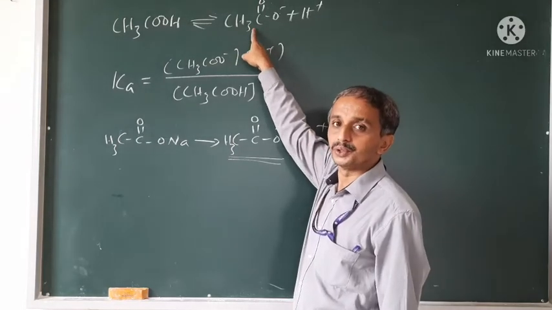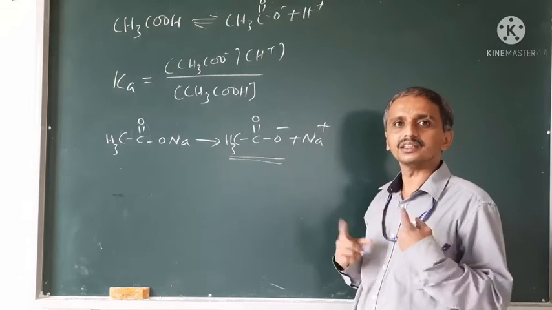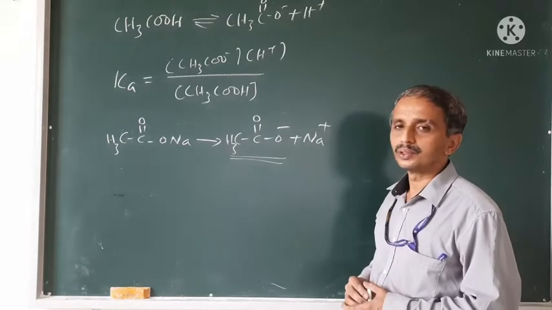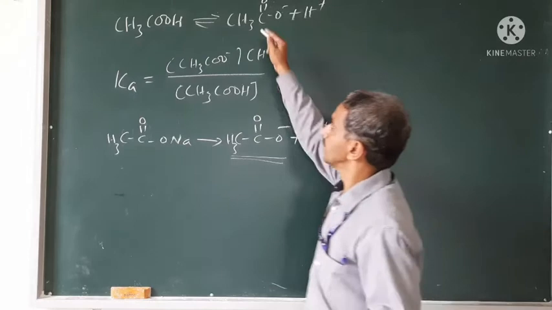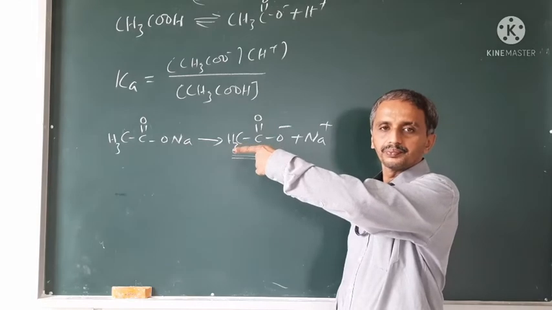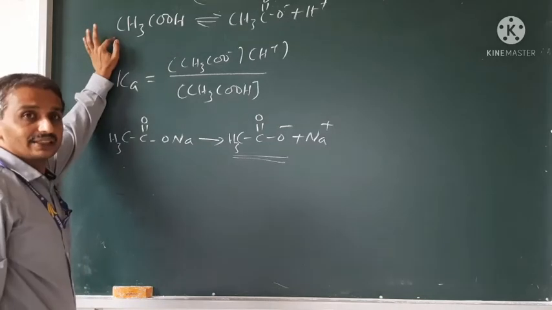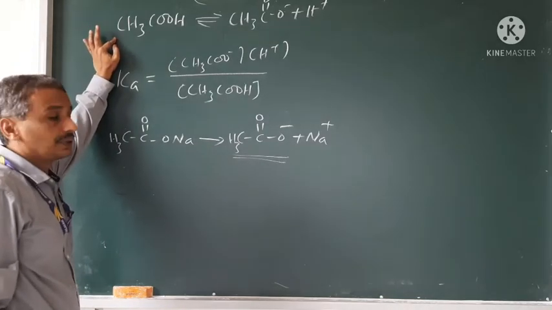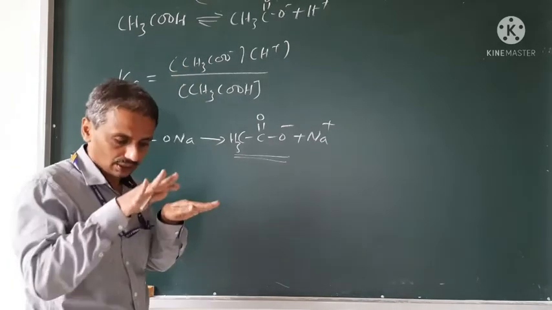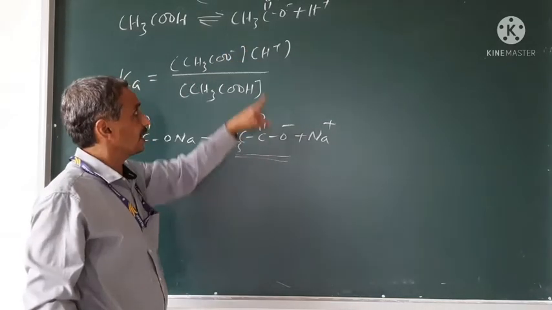So what happened here? To nullify this increase in the concentration of this acetate ion, what does the reaction try to do according to Le Chatelier's principle? It tries to nullify it by shifting the equilibrium in the backward direction, or to the left. Why? See, acetic acid is already a weak acid, and now its dissociation is further suppressed, reduced, because of this increase in the acetate ion.